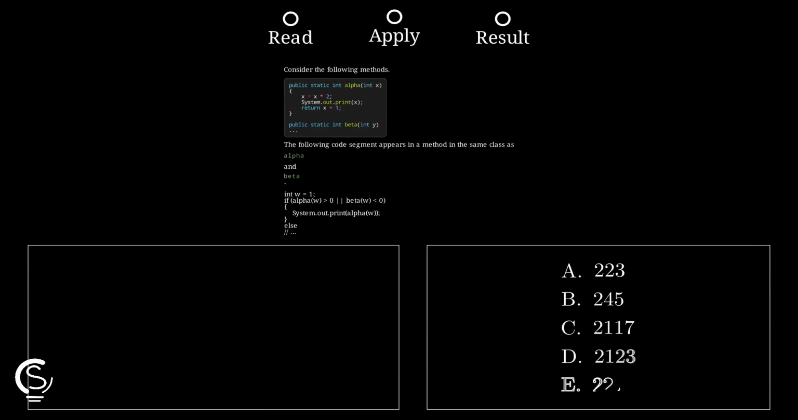First, we call alpha with w equal to 1. Inside alpha, x becomes 2 and prints immediately. Then the method returns 2 plus 1, which gives us a result of 3.